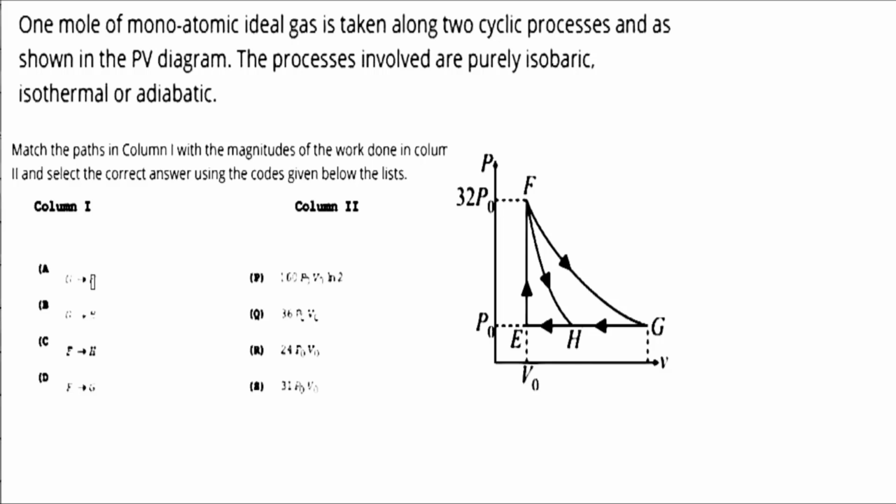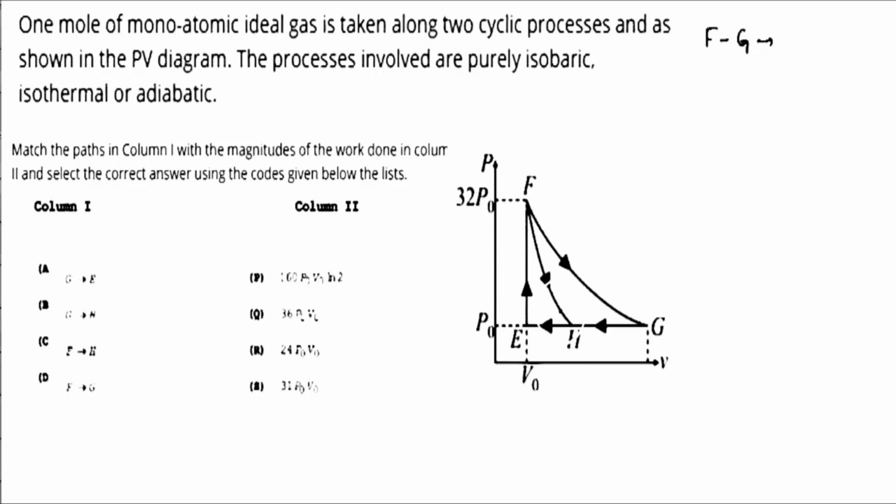Then we have to match which of these processes gives the work done with their respective process, right? So we have to find the magnitude of work done in the respective processes. So let's start with the process FG, right? FG is an isothermal process.